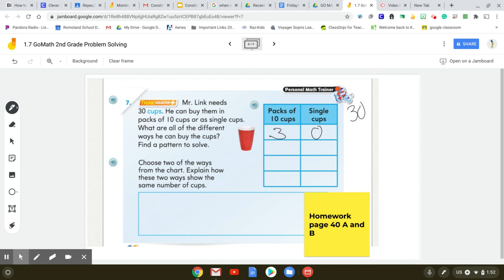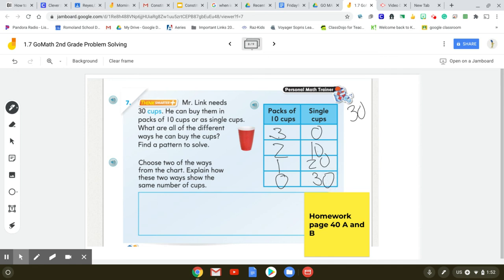Okay, the next row, I'm going to take 1 away. So he would have 2 packs of 10 and 10 single cups. Because remember, it has to equal 30. That would be 20 plus 10, which is 30. Okay, I'm going to take 1 more 10 away. That would be 1 10 and 20 single cups. And then 0 packs of 10 and all single cups.